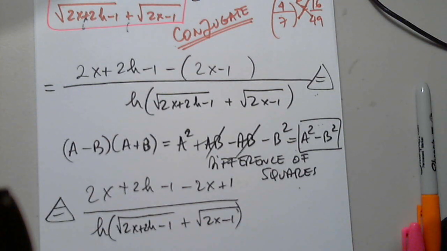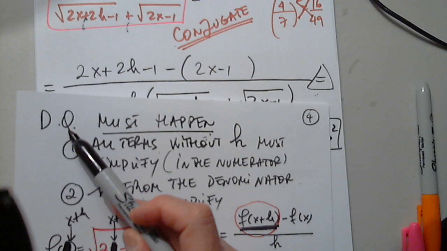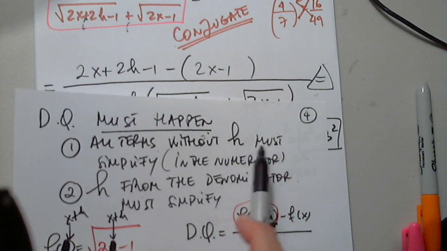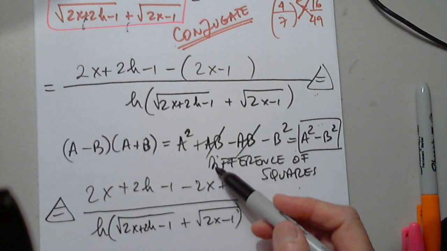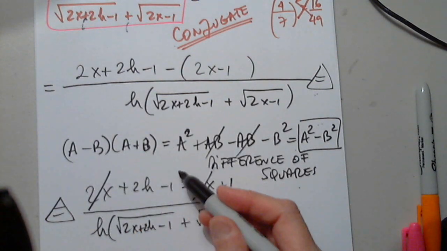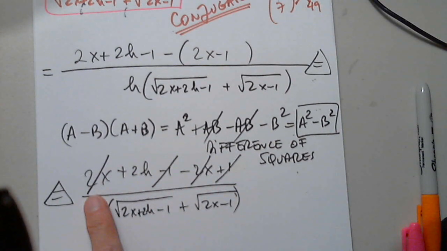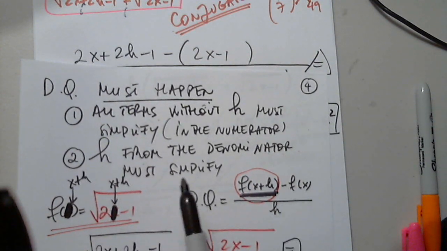So remember what we said. Every time I determine the difference quotient for any function, all terms without h must simplify in the numerator. Let's see. Good. That is done. All terms that do not have h are gone. Number 2 has to happen now. The h from the denominator must simplify.